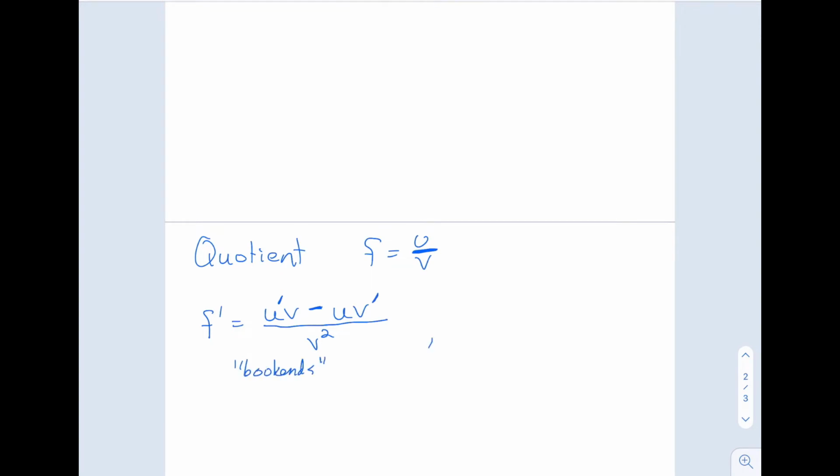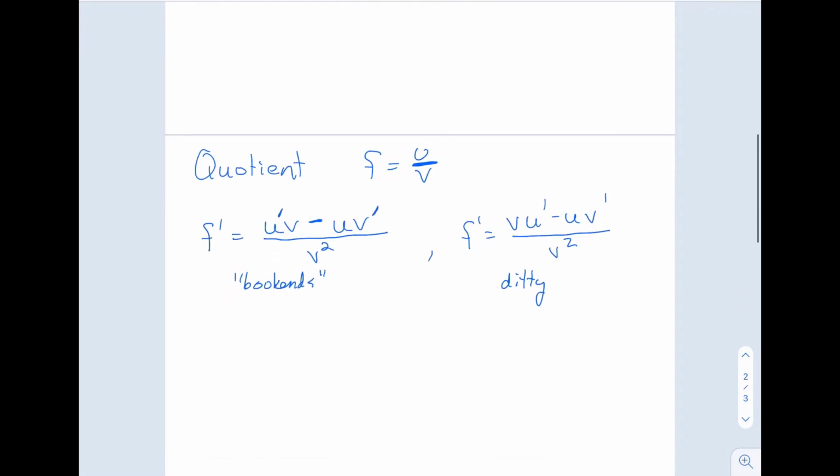And then there's also a lot of people who memorize the little ditty that goes low d high minus high d low, square the bottom, and away we go. So d there is the derivative, and so we can use this. These are equivalent. It just depends how you think it through in your head. So first we'll do bookends, and then I'm calling this one the ditty.